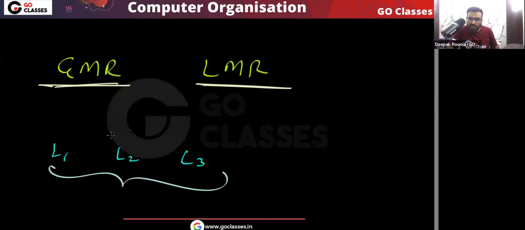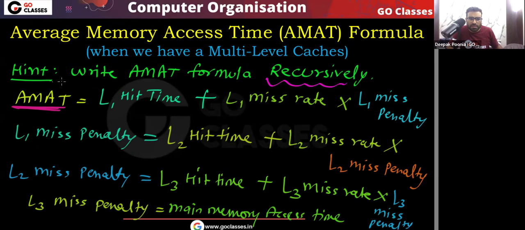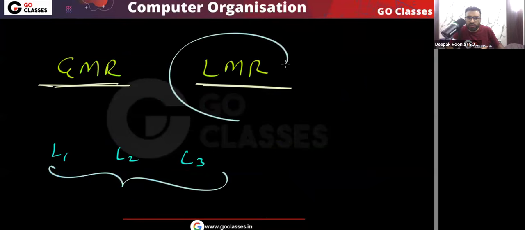So for every level, we define two types of miss rate: global miss rate and local miss rate. In this average memory access time formula that we have seen previously, all the miss rates that we have used, this L1 miss rate, this L2 miss rate, this L3 miss rate, are basically local miss rates.